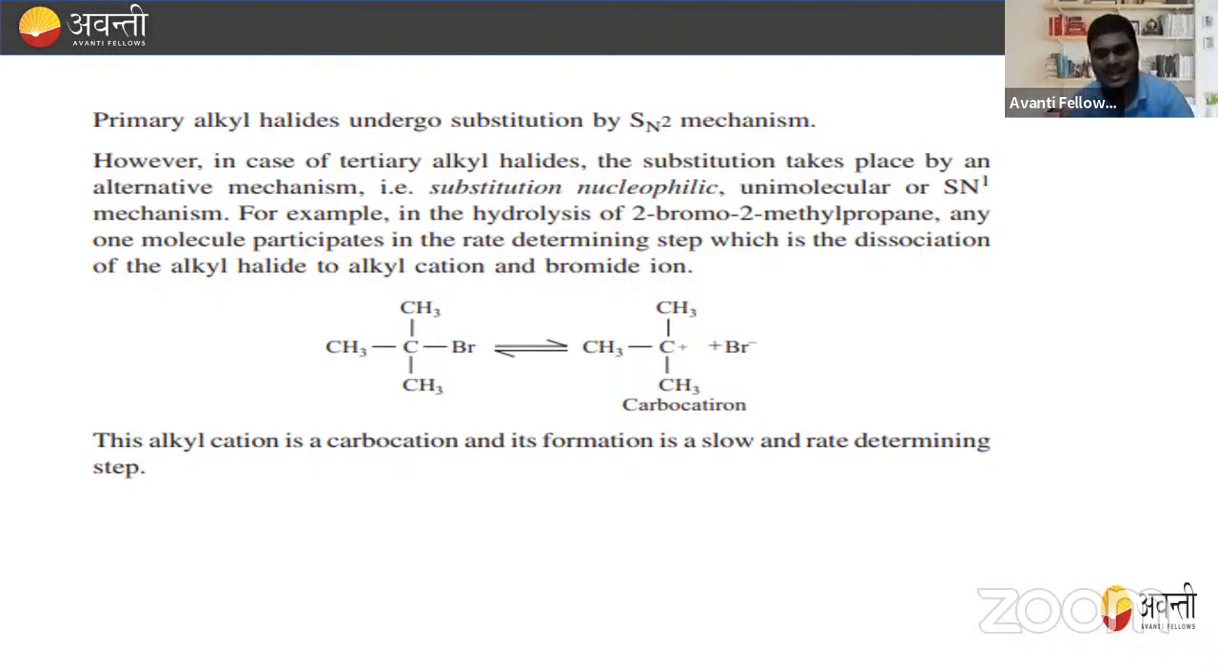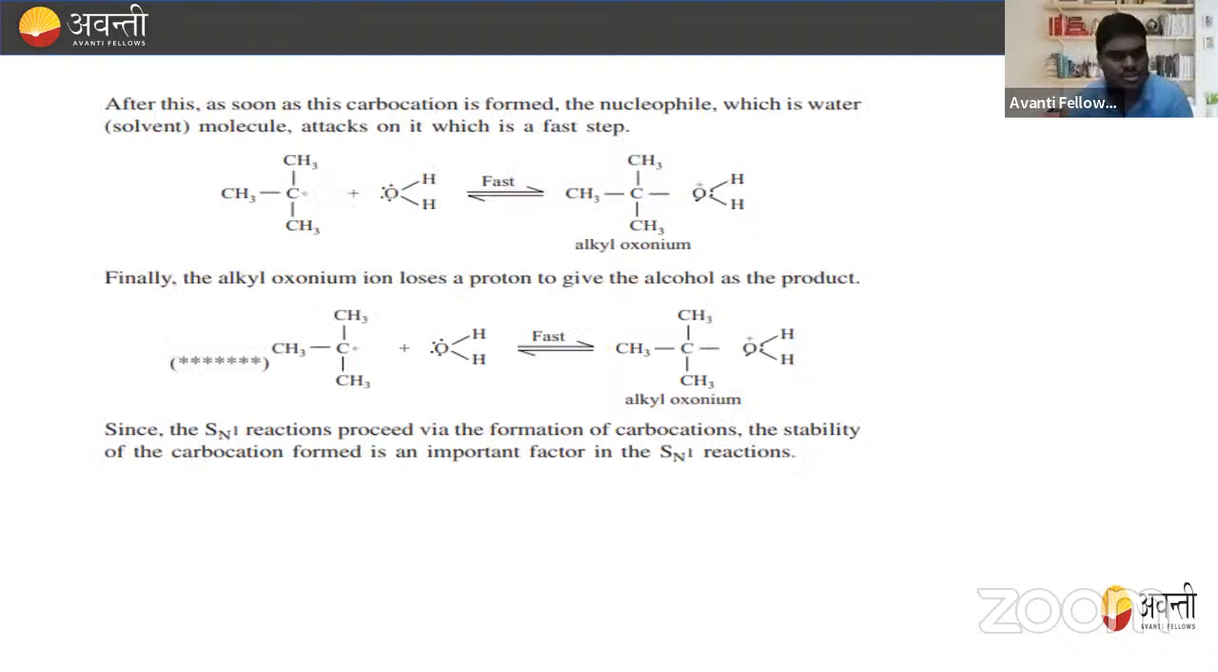However, in the case of a tertiary alkyl halide, the substitution takes place by an alternative mechanism, that is the substitution nucleophilic unimolecular or SN1 mechanism. For example, in the hydrolysis of 2-bromo-2-methylpropane, only one molecule participates in the rate determining step, which is the dissociation of the alkyl halide to the alkyl cation and the bromide. Thus, the alkyl cation is a carbocation and its formation is slow and rate determining. As soon as this carbocation is formed, the nucleophile, which is a water solvent molecule, attacks it, and that is a fast step.